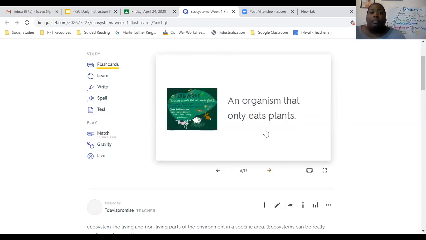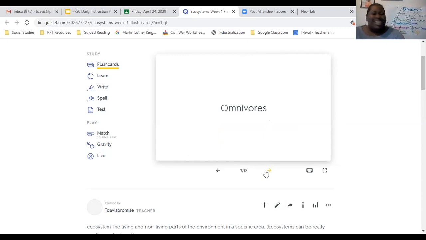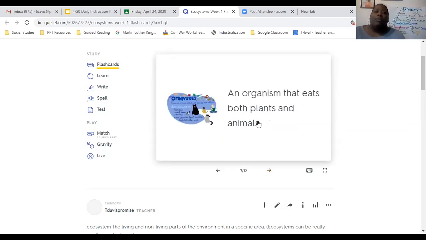Herbivore. It's an organism that only eats plants. We're not herbivores. We are omnivores. Yes, we are omnivores. This is an organism that eats both plants and animals. That's us. We're omnivores.